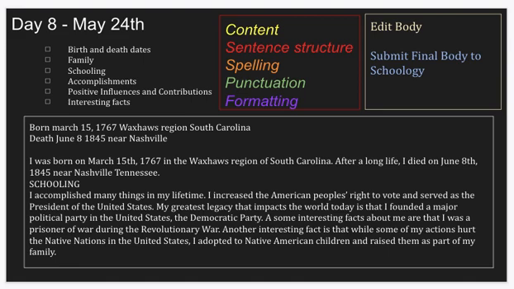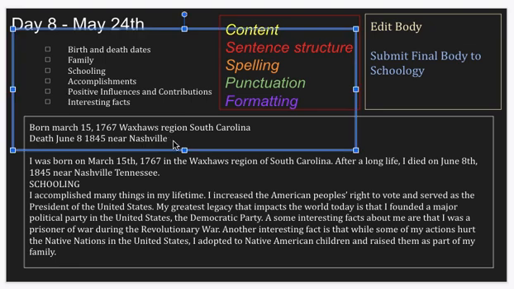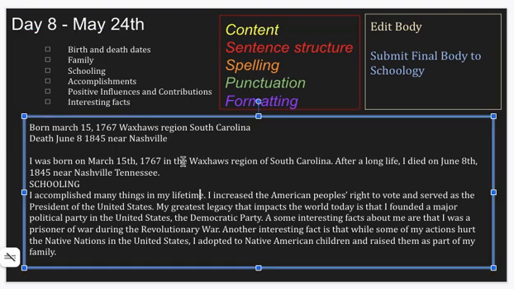Second would be sentence structure. As I'm reading through my writing, does it sound smooth? Does it flow? I'm going to practice that by reading it out loud. Born March 15th, 1767. Death June 8th, 1845. You know, what I'm noticing is that does not sound smooth, and it's actually also included right here in my writing. So I'm just going to delete it. I don't need that part.